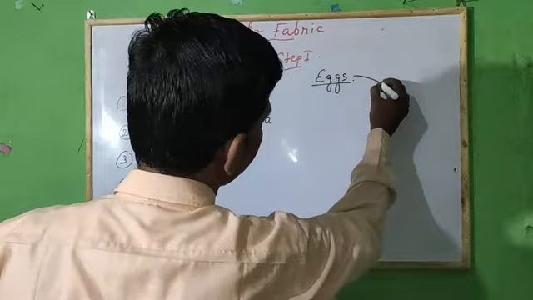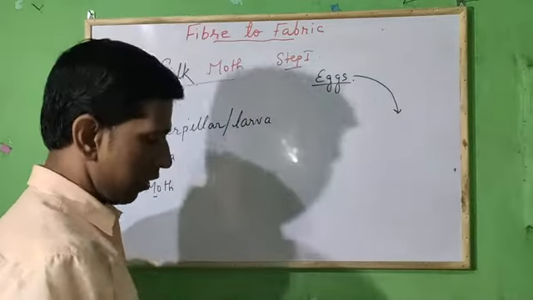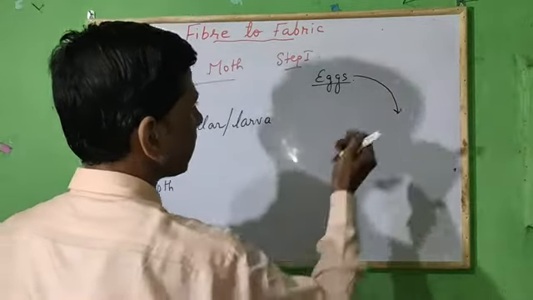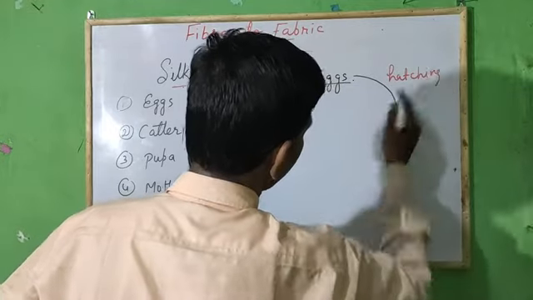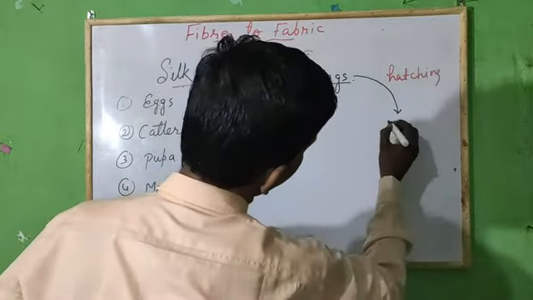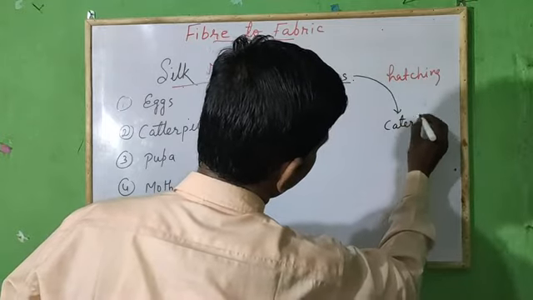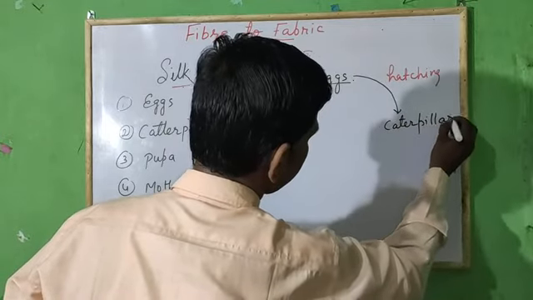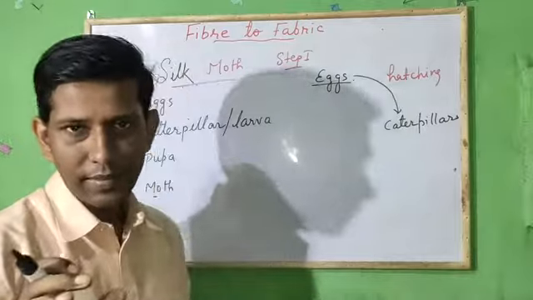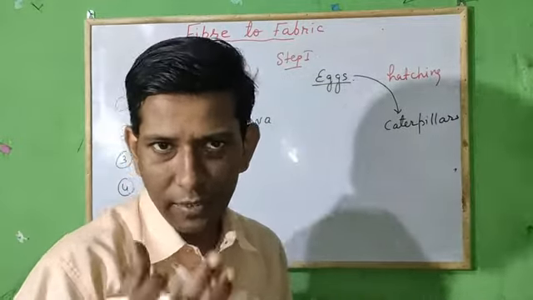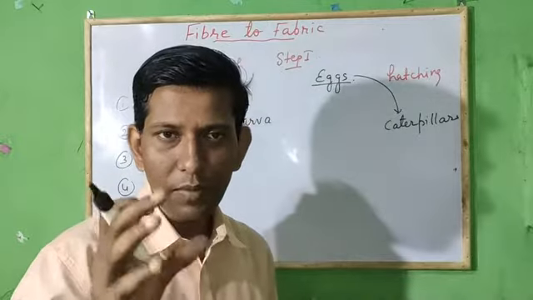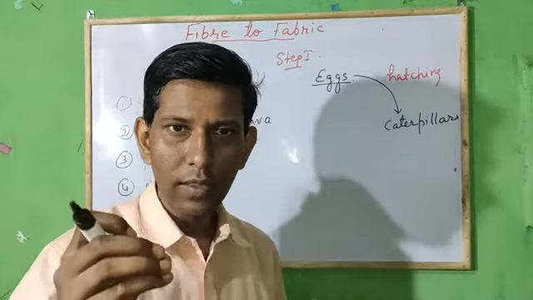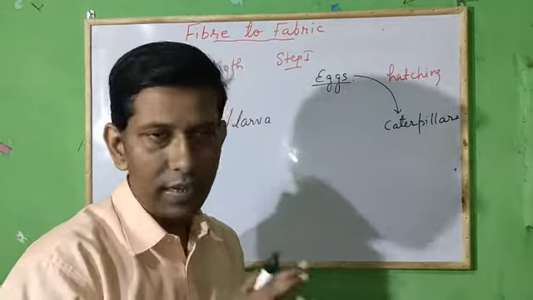So after the hatching process the eggs turn into caterpillars. Clear? The caterpillars that emerge after the hatching of the eggs start feeding on mulberry leaves. Actually, mulberry leaves are the only food for this type of silkworm.